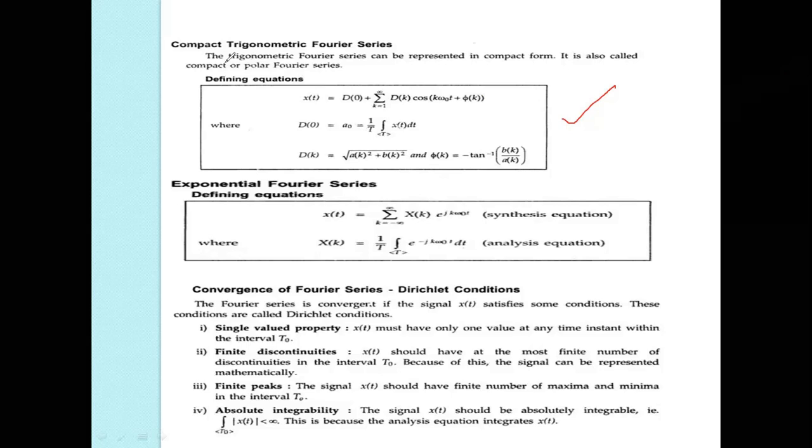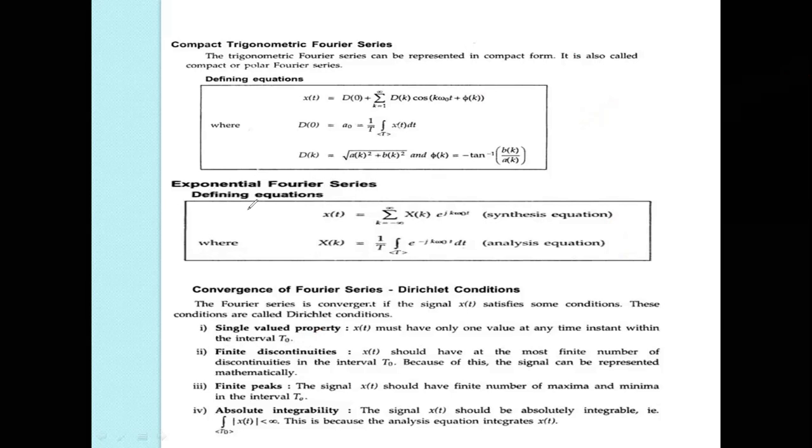For most of the analysis of the Fourier series, we are not using the compact trigonometric Fourier series equations. We can only use the exponential Fourier series. One is a synthesis equation and another one is an analysis equation. These two we use to derive the properties of the Fourier series. The compact trigonometric Fourier series we are not using. And the Dirichlet conditions we explained in the previous class: first, the single valued property, x of t must have only one value at any time instant within the interval of T naught.